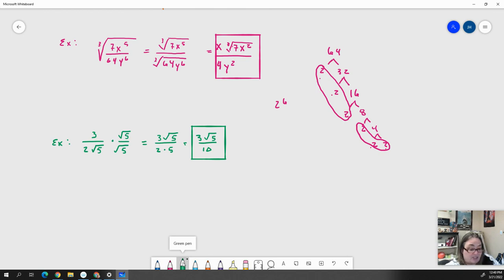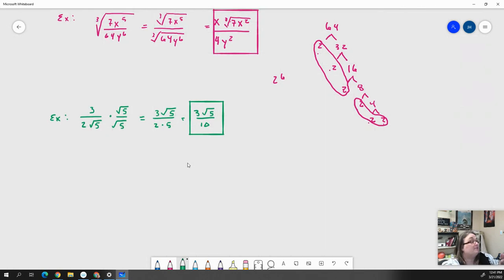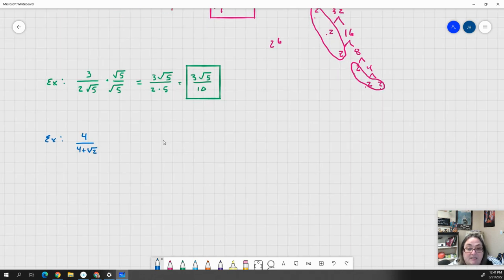you don't have a multiplication in there. Sometimes you wind up having something where you have to, if you remember back to when we did complex numbers, we would have to multiply by a complex conjugate, if you have something of the variety, if I have 4 over 4 plus the square root of 2, right? So I have something like this.